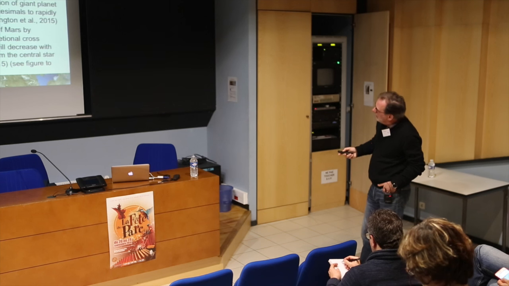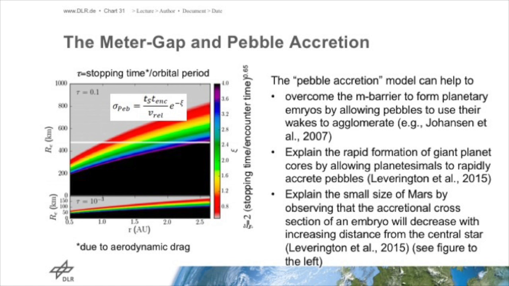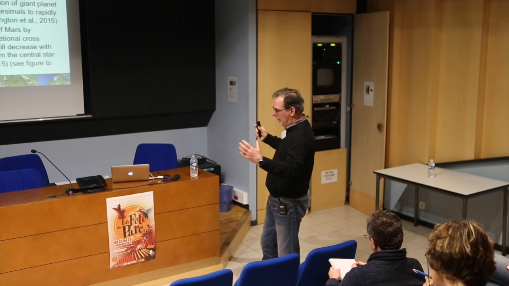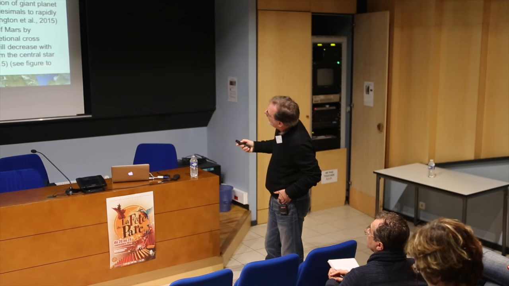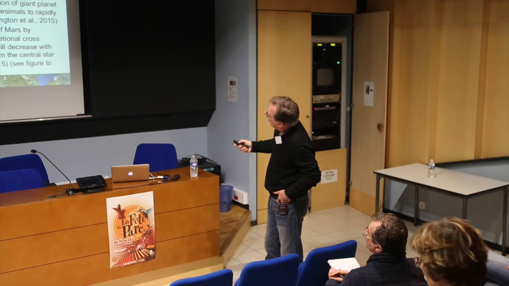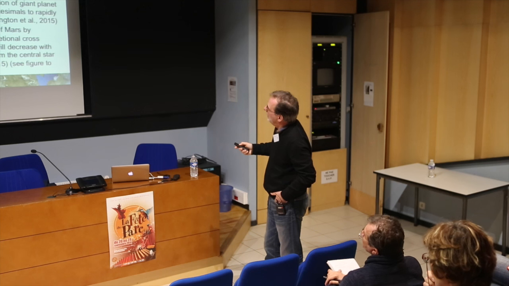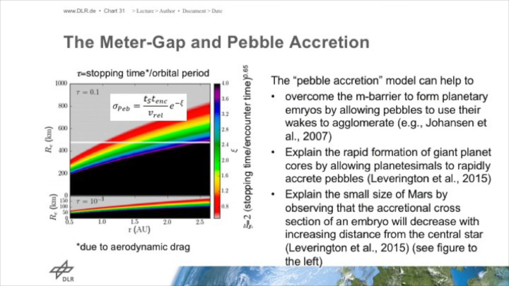And there is also a most recent calculation that explains the small size of Mars. And this has to do with this figure here on that side. The effective radius of a pebble is an exponential function of this parameter here. And this parameter has to do with the stopping time, which is a measure of the viscous drag on the pebble, in comparison with its encounter time, so the time that it spends in the neighborhood of a passing-by planetesimal. If that becomes big, then of course your effective radius becomes small.